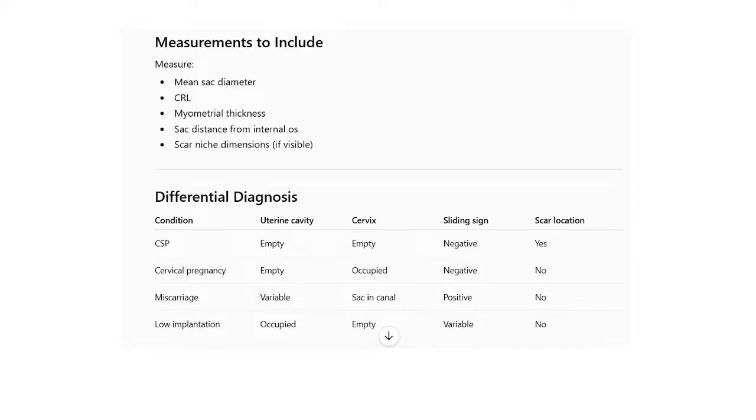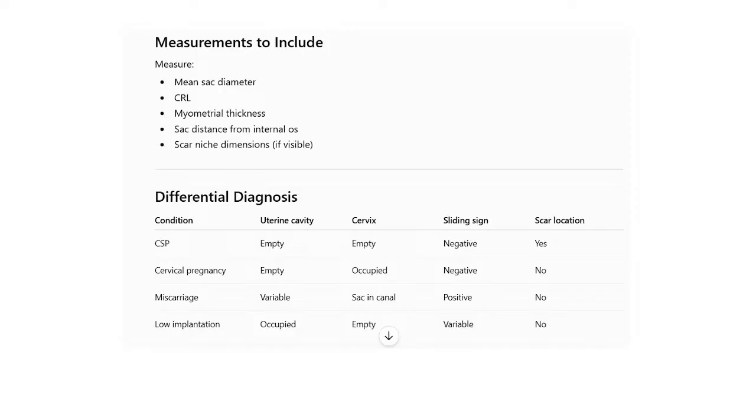So the differential diagnosis: don't just always rush to say that it's a cesarean scar ectopic pregnancy. It might not be. It might also be endometriosis. It could be adenomyosis. It could be a cyst. It could be a niche as well, without anything.